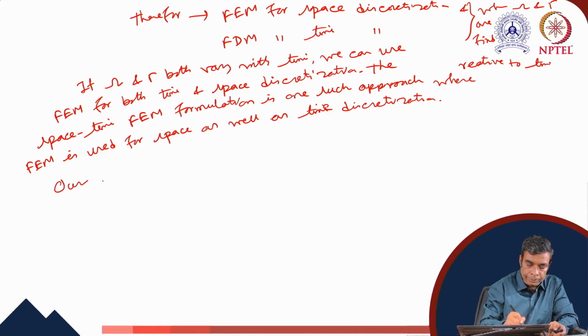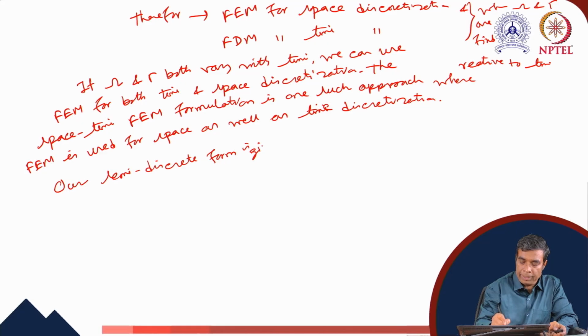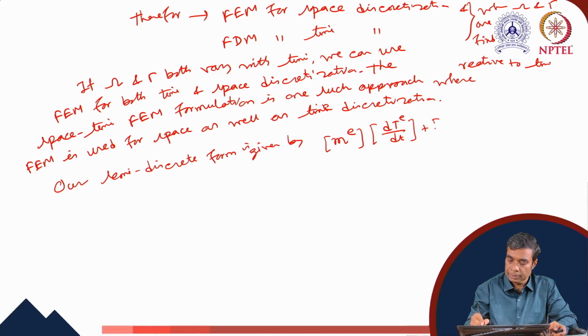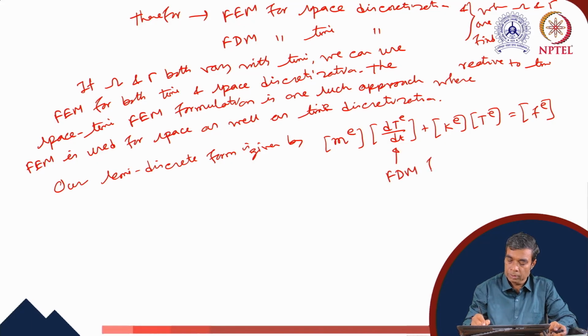Our semi-discrete form is given by M^e dT^e/dt plus K^e T^e equals F^e. So we shall use the finite difference method for time integration.